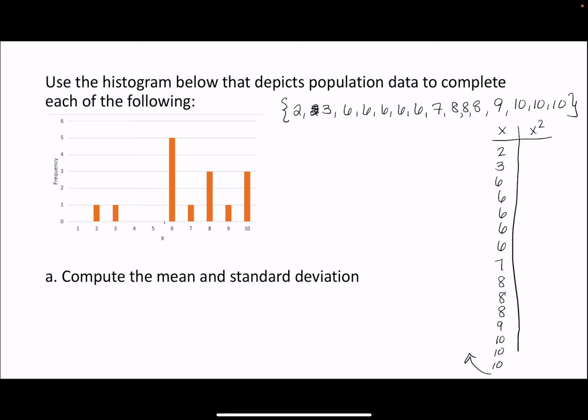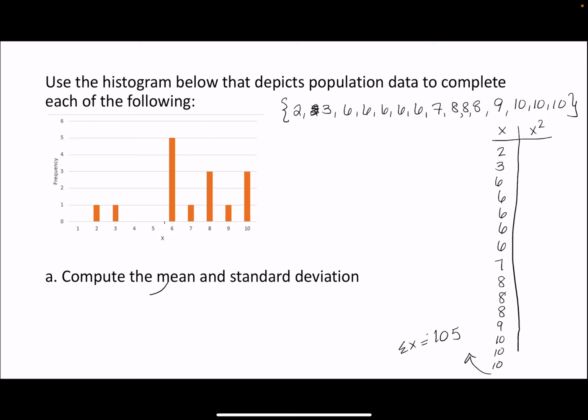And when we add all of that goodness together, we are going to get 105. So this is the summation of our x's is equal to 105.